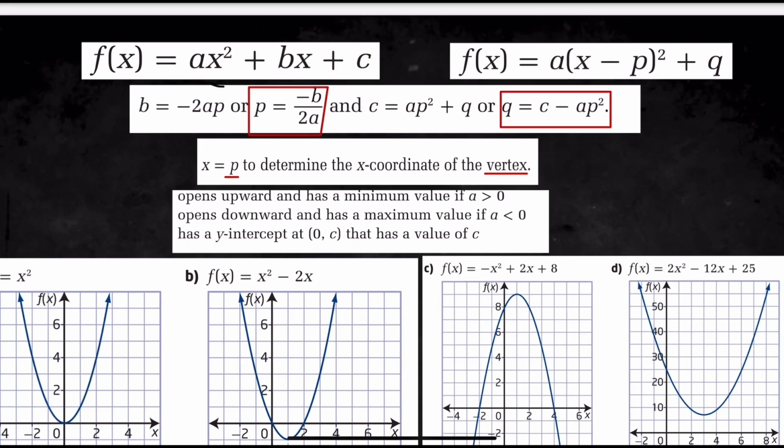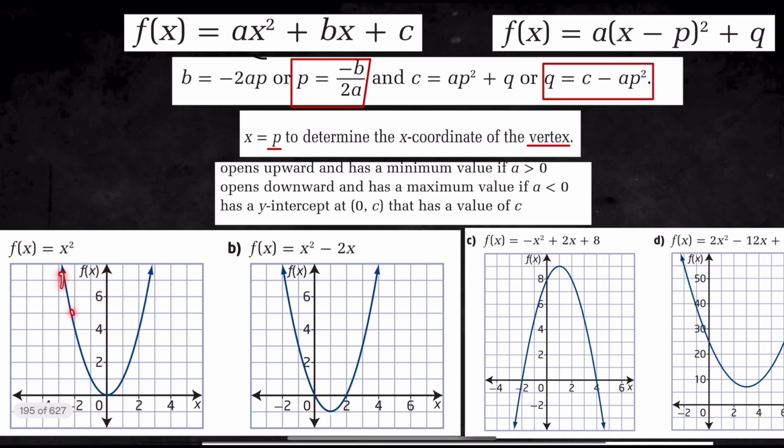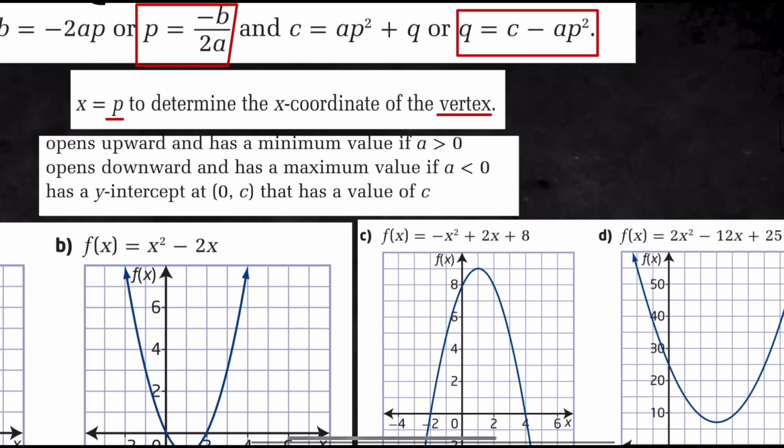For example, let's see this equation. This is the regular one, x squared, we all know it. This is x squared minus 2x, but you cannot see the vertex there. Same thing here, minus x squared plus 2x plus 8. It is the same thing, but you cannot see the vertex there. So to know your vertex, you need to calculate your p.